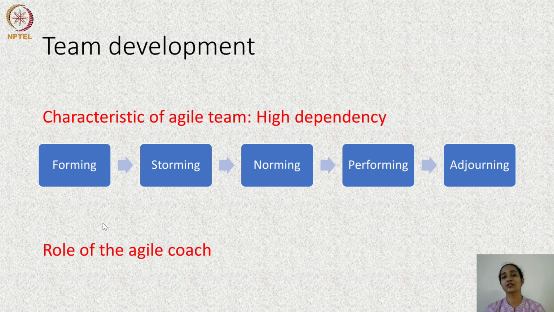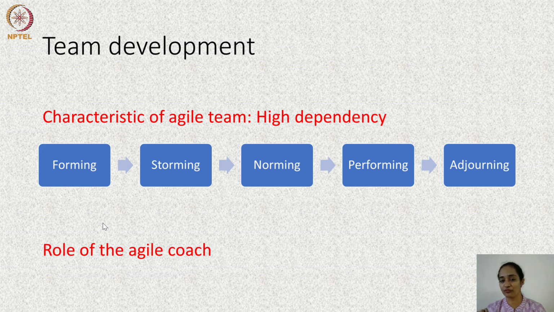In the norming stage, team members begin to understand that they have to collaborate and that each person has a specific role which is important for the completion of the team's work. People begin to have consensus building. They look at trying to solve problems jointly, and slowly cohesion within the team starts to build.